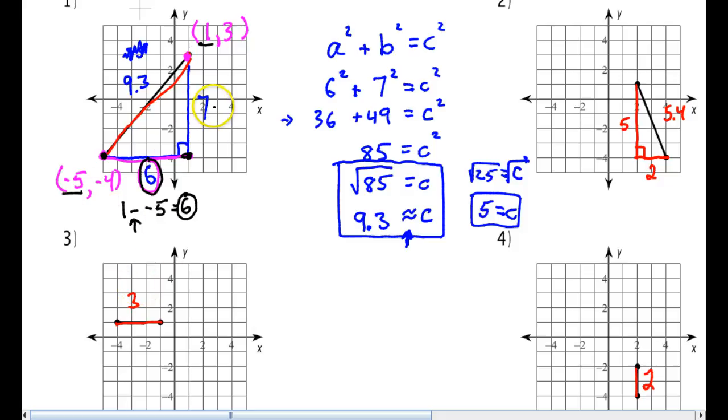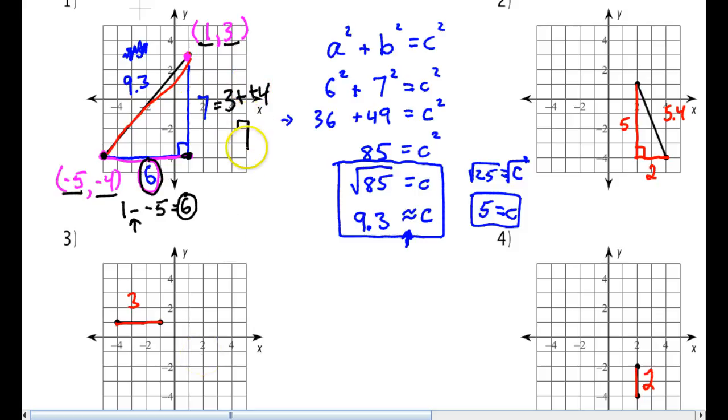Does that work for the y values as well? Yeah, 3 minus -4, what does that equal? 3 minus negative 4 is? 2 negatives make a positive. 3 plus 4 is 7.